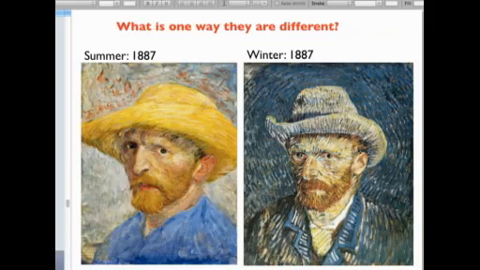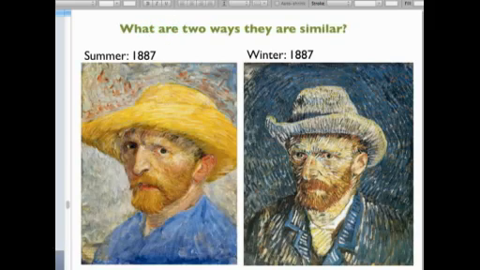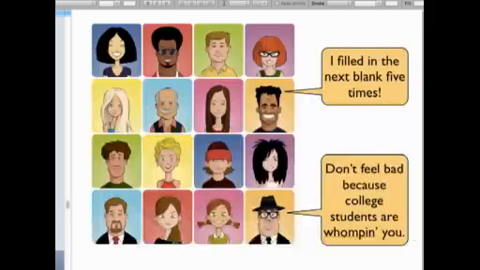Get the "but" going on there. What is one way they're different? They're different because. What are 2 ways they are similar? I filled in the next blank 5 times. Don't feel bad because college students are womping you.